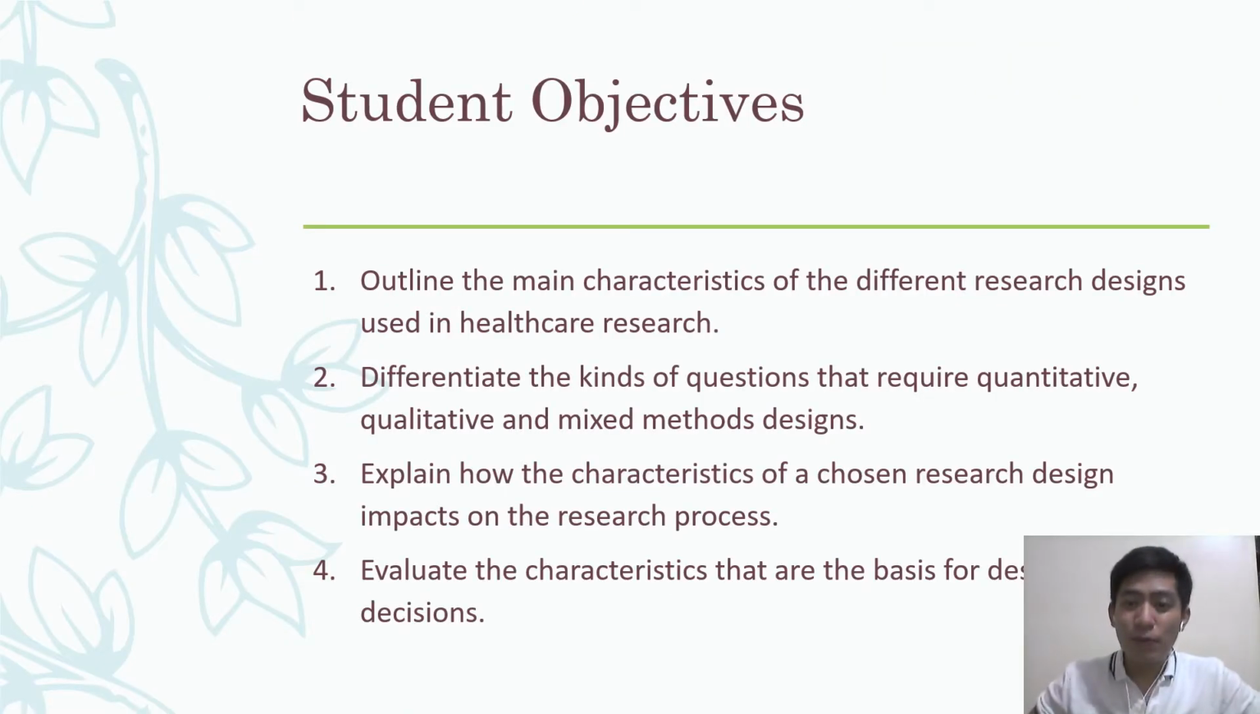Our objectives for this chapter are to outline the main characteristics of different research designs used in healthcare research, differentiate the kinds of questions that require quantitative, qualitative, and mixed method designs, explain how the characteristics of a chosen research design impact the research process, and last, evaluate the characteristics that are the basis of design research decisions.